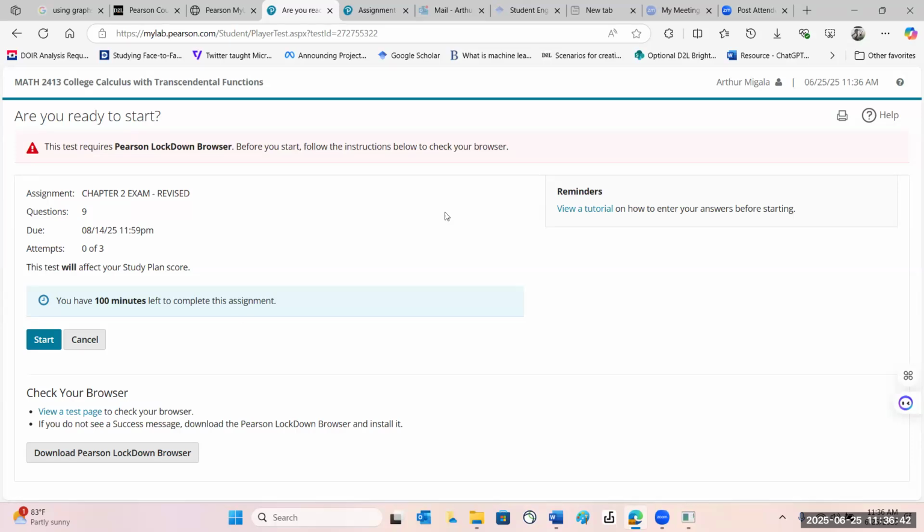Any questions? Yes. I think my computer. I have like, I have a PC.